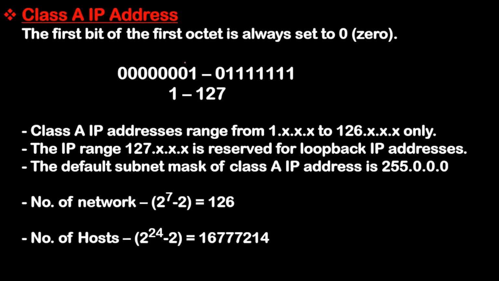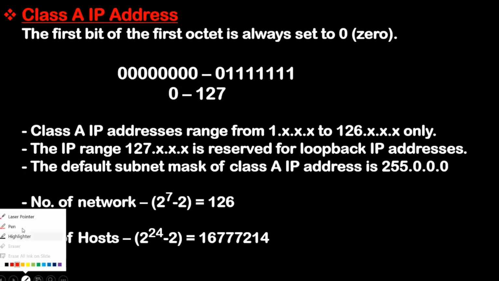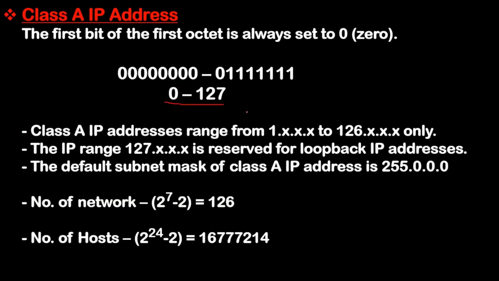Just see here. I'm calculating for this class A IP address. This is the range of class A, 0 to 127. If you convert this range into binary form, for 0 there are eight zeros, and for 127 it is 0 followed by seven 1s. This is the binary of 127.